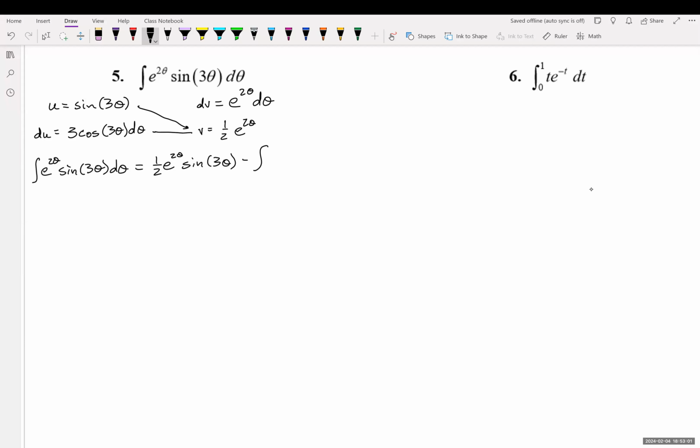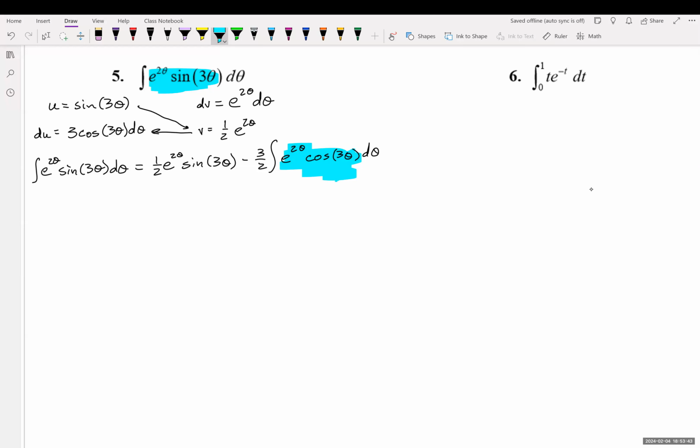I have to multiply across here, right? So we have the 1/2 times the 3. So I'm going to put 3/2 in front, like this. And we have the e to the 2 theta. And we have a cosine 3 theta d theta. Now, if you look at this integrand that we have here, and compare it to where we started, they're very similar, right? Except one has a cosine versus a sine. So we're going to have to go through this again.